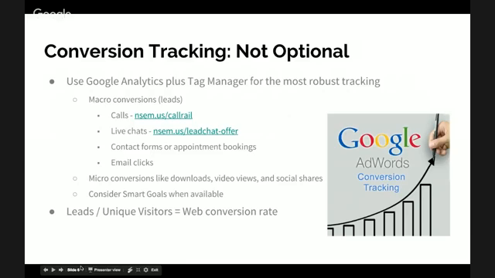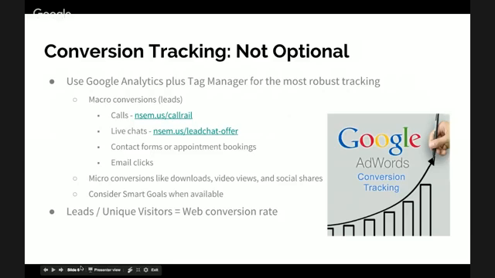So now that we know we need to understand these numbers, how are we going to understand these numbers? And within AdWords, you need to track what are called conversions. And these are the goals that you want your website to achieve. And of course, in the case of your site, you're going to want leads. And the way that we measure leads on your site are usually calls, live chats, contact forms or appointment bookings, when they complete them and submit those forms, and clicks on email addresses that you may have on your site.